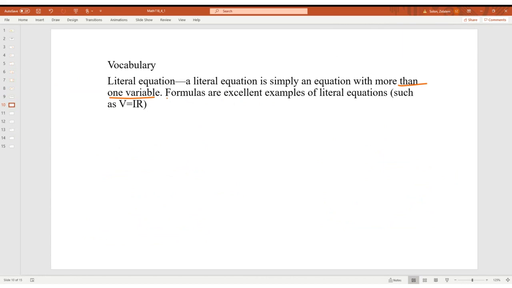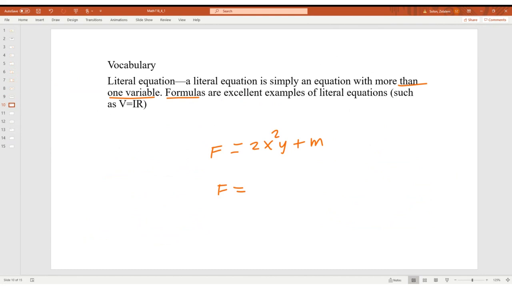Sometimes a literal equation can be just any random equation. If I say, let's say f equals 2x squared y plus m, and I don't know x, y, and m, they're not real parameters. This is just a literal equation. It has more than one variable, and it is an equation because it has an equal sign. But some formulas are derived from real world equations. For example, force is mass times acceleration.